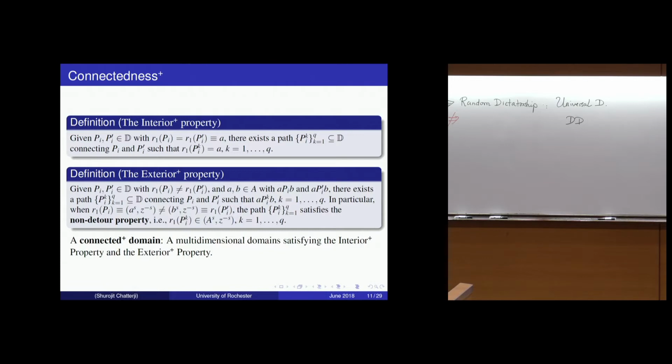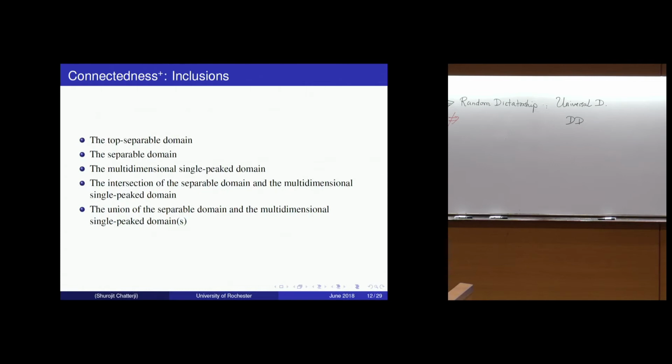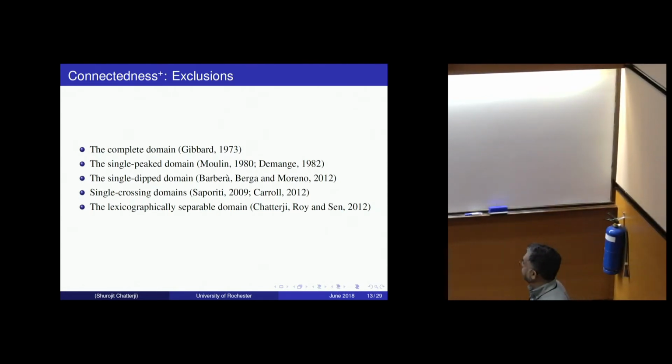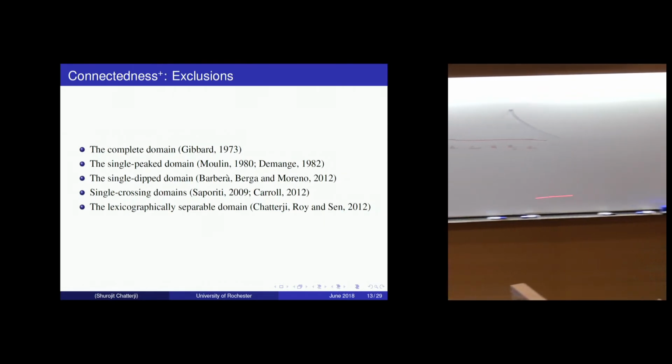So a connected plus domain is a multidimensional domain satisfying the interior plus exterior property. All the examples that I alluded to before are included in this definition. The entire top separable domain, the fully separable domain, the multidimensional single-peaked, their hybrid domains, which are intersections and unions, etc., can also be reconciled within this framework. There are some domains which are, of course, excluded as well. The complete domain is excluded because we are looking at top separable preferences. Then, the one-dimensional models are excluded from the story.